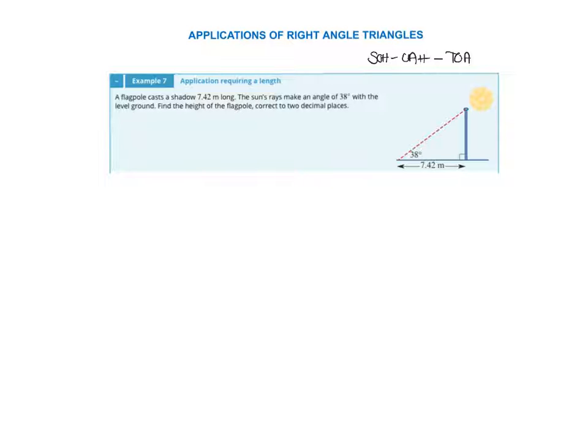So sometimes they give you a diagram and sometimes they don't, so you should always draw the diagram out. Into your workbook, you would say you've got your flagpole and it casts a shadow of 7.42 meters and makes the angle of 38 degrees with the ground, and find the height of the flagpole to 2 decimal places. So make sure you're doing that as well.